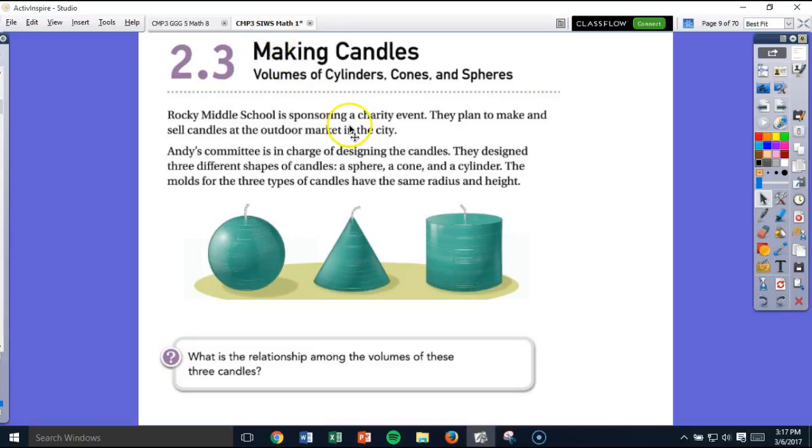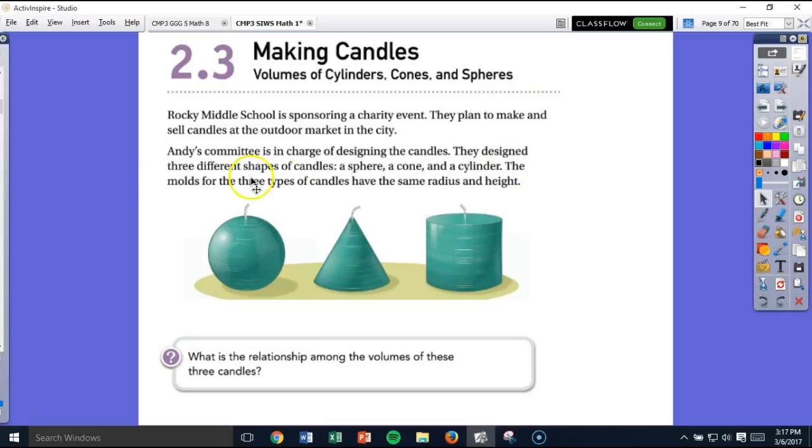Rocky Middle School is sponsoring a charity event. They plan to make and sell candles at the outdoor market in the city. Andy's committee is in charge of designing the candles. They designed three different shapes. They have a sphere, a cone, and a cylinder.